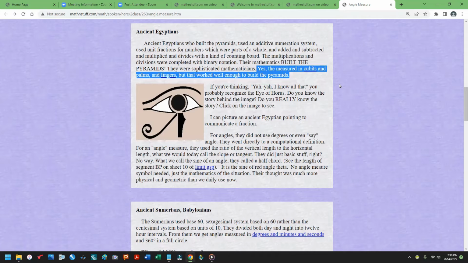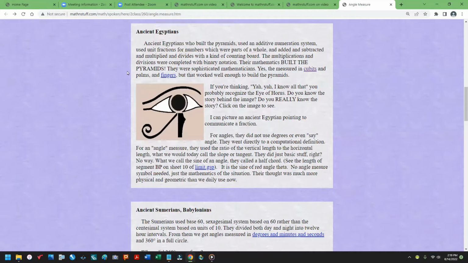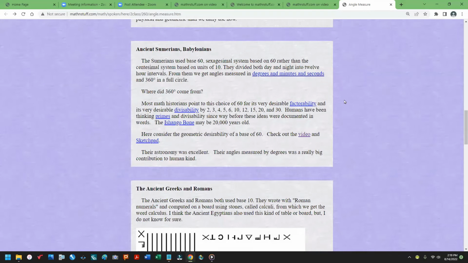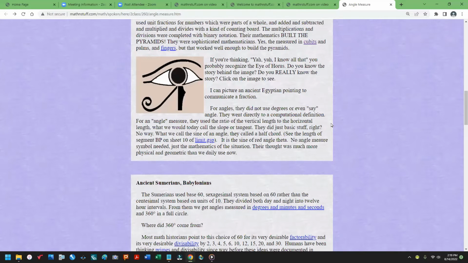They built the pyramids, and yet their measurement was with cubits, palms, and fingers. Well, what's a cubit? That's a cubit. That length. Fingers, I'm not going into. You get the idea. If you want to find out, use the link.